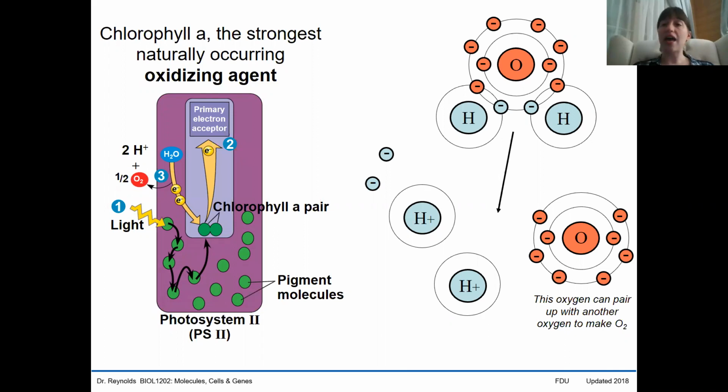It's not to help you breathe. Plants give off oxygen because they stole electrons from water to reduce a pair of chlorophyll A molecules so that they can repeat this reaction.